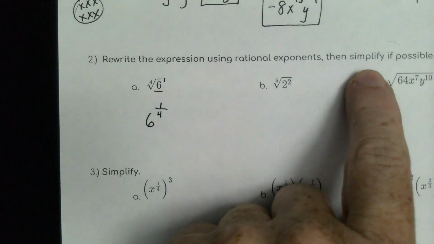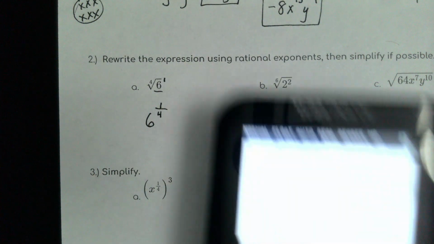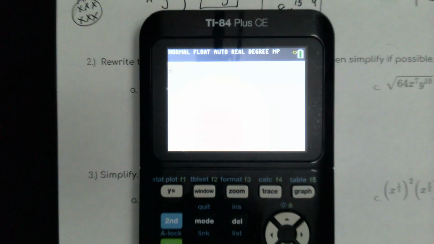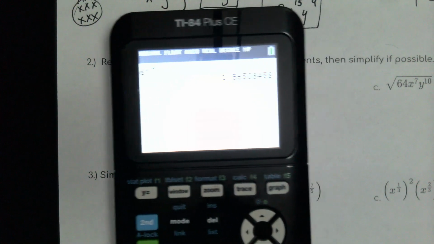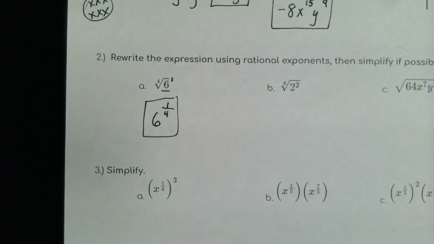It says then simplify if possible. So I'm going to just double check if that can be. I know it can't, but we will check here. So that is a decimal. We cannot do anything with that. That is the final answer.